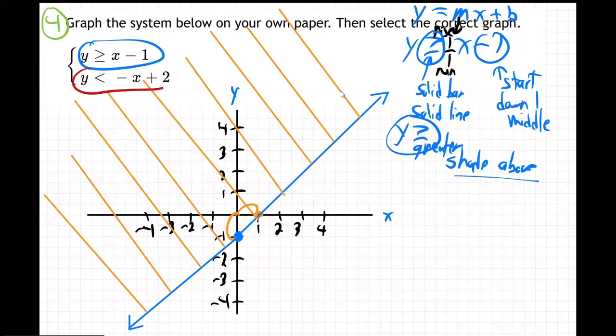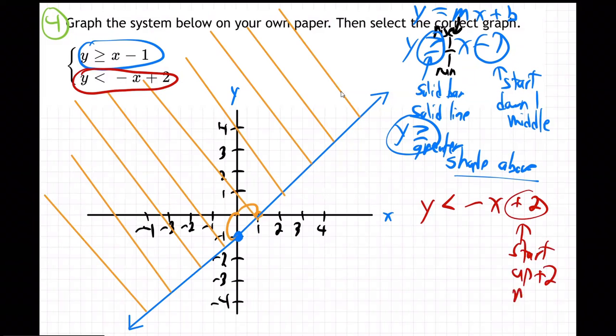Okay, now for the second one. Here we go. This one, put in red, bring it over here: y less than minus x plus 2. Where do we start? Start out here, and that's up to positive 2, right? Positive in the middle. The number off to the right is where you start. So right here, up 2 in the middle. And then what's the slope?